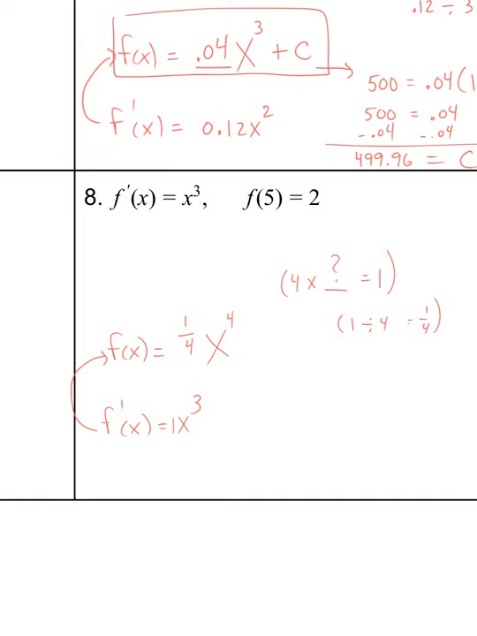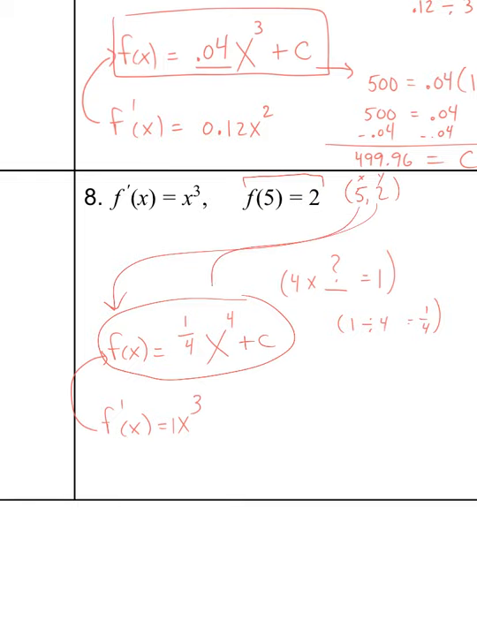Okay, now quick check. Use the power rule to check your work. 4 times 1/4 gives me 1. 4 minus 1 gives me 3. All right, on the end of every antiderivative, we put plus c. There is our general antiderivative. Now we plug in the point to find c. Here is our point. When we plug in 5 for x, out comes 2, our y value. So our 2 goes right here, and our 5 goes right here.